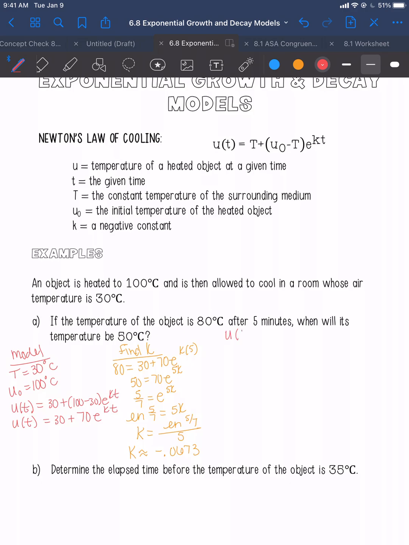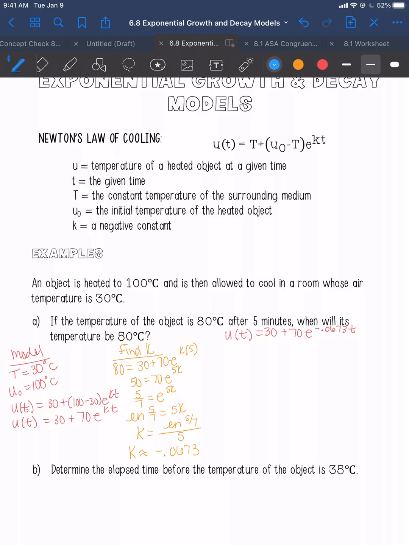So now our model is 30 plus 70 e raised to the negative 0.0673 t, and we can use that to find the temperature at different times or find the time it'd take to reach a certain temperature.